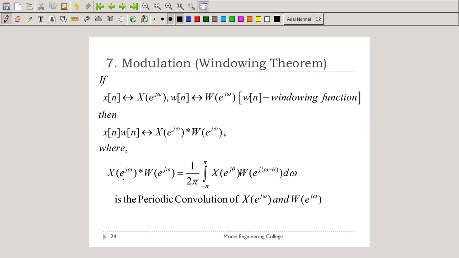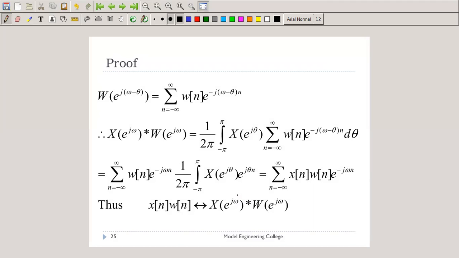So X(e^{jω}), the periodic convolution of X(e^{jω}) and W(e^{jω}), is equal to 1 by 2π integral from −π to π X(e^{jθ}) W(e^{j(ω−θ)}) dθ. So this is the periodic convolution of X(e^{jω}) and W(e^{jω}). The proof is as follows.